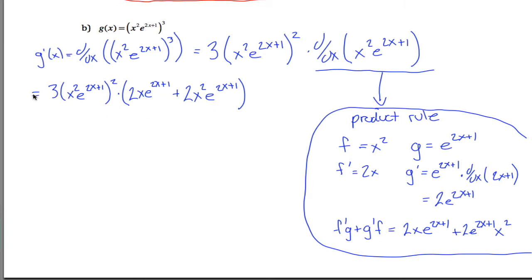If you get something like this, it's pretty impressive, because it's pretty hard to do the product rule inside the chain rule. And I guess in this case, we actually did the chain rule inside the product rule inside the chain rule. That's this answer.